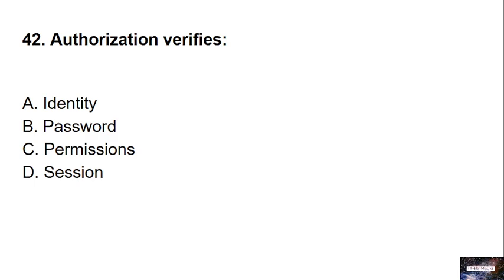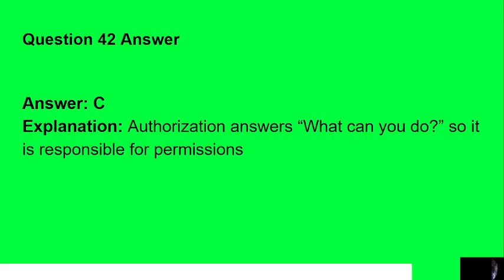Authorization verifies what? Identity, password, permissions, session. If authentication verifies identity, what does authorization verify? The answer is C. Authorization answers what can you do. So it is responsible for permissions.